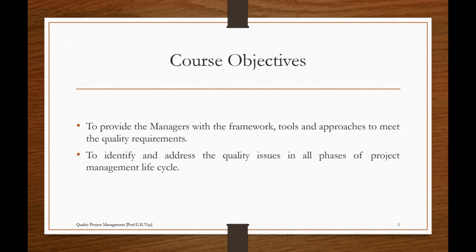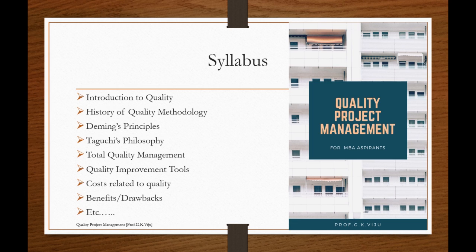So the objective of the course is to provide the managers with the framework, tools, and approaches to meet the quality requirements, to identify and address the quality issues in all phases of the project management life cycle. The syllabus is not limited. Introduction to quality, history of quality methodology, Deming's principles, Taguchi's philosophy, TQM (total quality management), quality improvement tools, cost related to quality, benefits, drawbacks, etc.